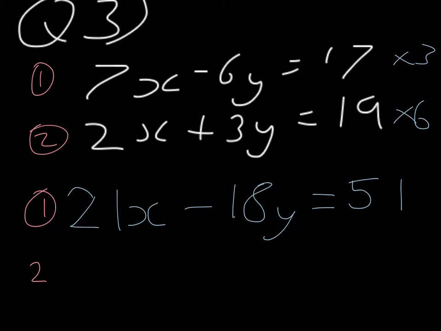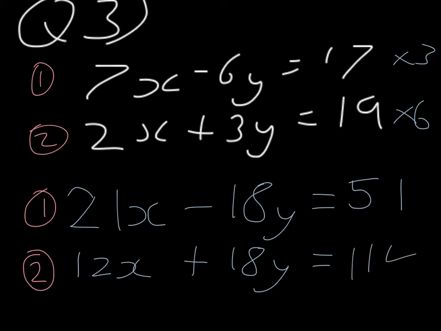Equation 2 now, and timesing the whole of equation 2 by 6. 2 6's give me 12x, plus 3 6's give me 18y, and 19 6's, I'm actually going to use a calculator for that one. 114.